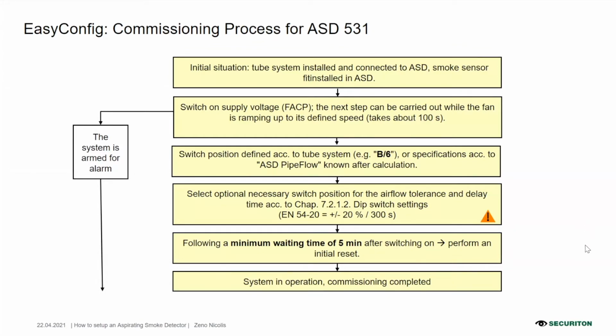Then we select the detection class, A, B, or C, and the number of holes using the 2 rotary switches called class and holes on the motherboard, as shown later. Then we set the tolerance threshold for the airflow monitoring by using a dip switch named airflow. By default, it is set for EN 54-20. The standard is plus or minus 20%, with a delay of 300 seconds. And finally, we perform the initial reset.